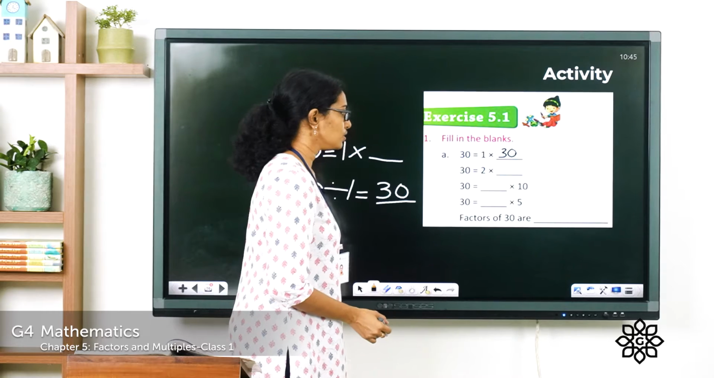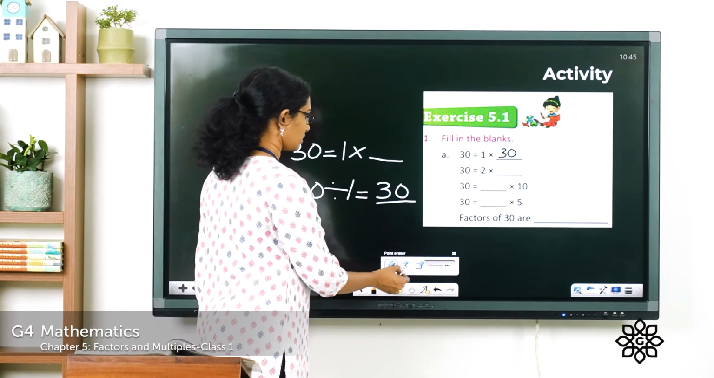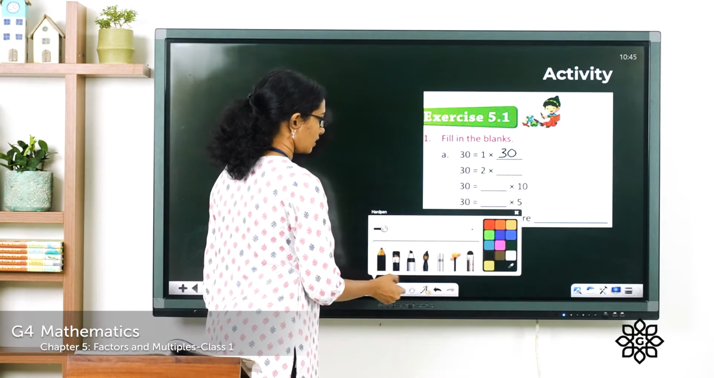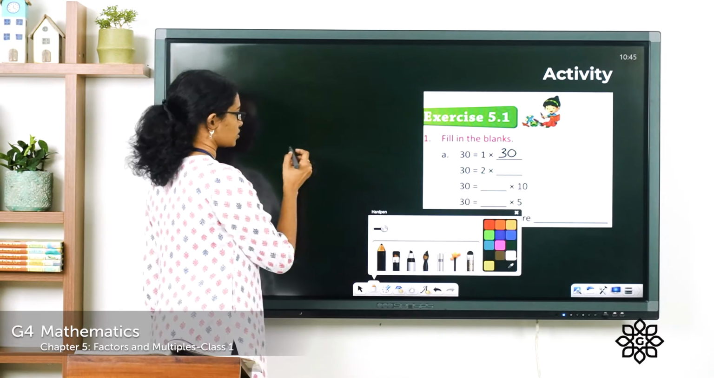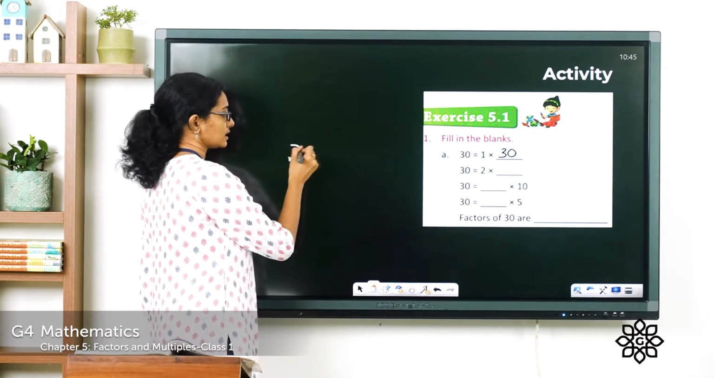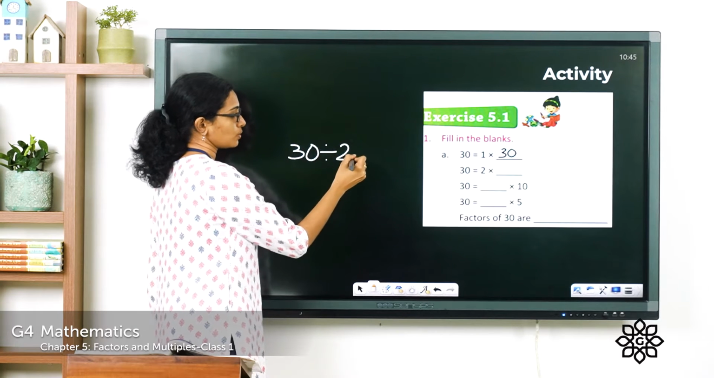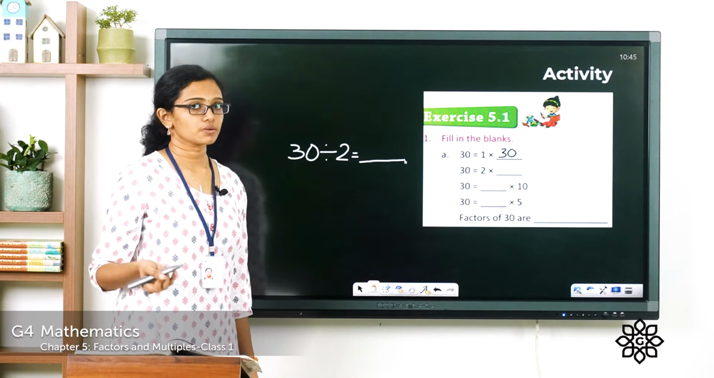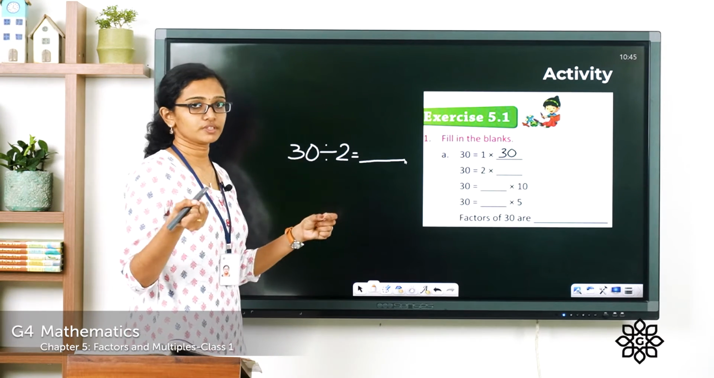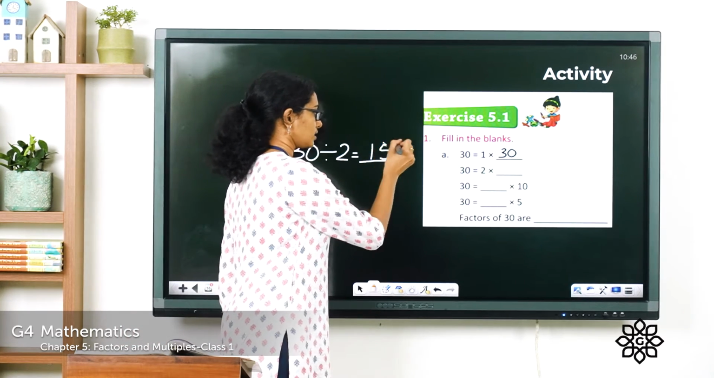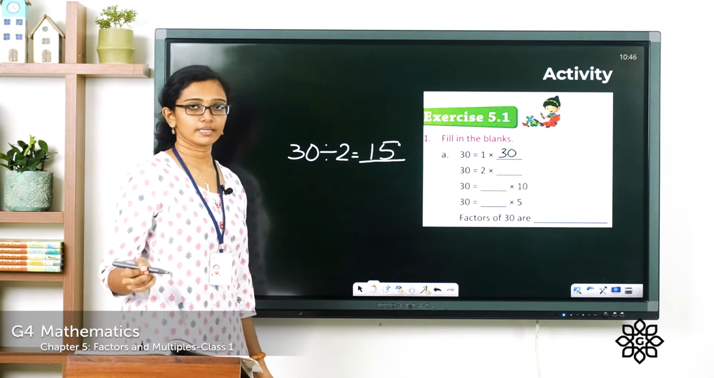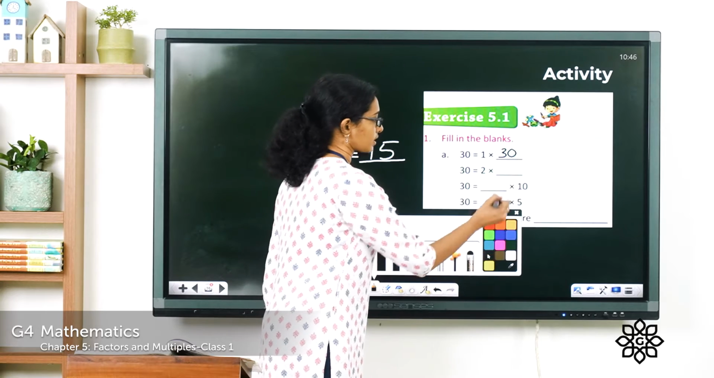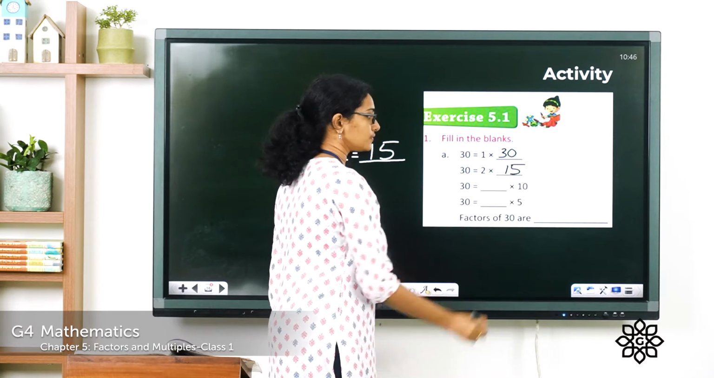Now let's see the second one. 30 is equal to 2 into dash. So again, let's see the division fact. It can be written as 30 divided by 2 is equal to dash. What is 30 divided by 2? How many 2's will go in 30? 15, right? Why? 15 into 2 is equal to 30, we know. So let's write 15 here. So here it would be 30 is equal to 2 into 15.